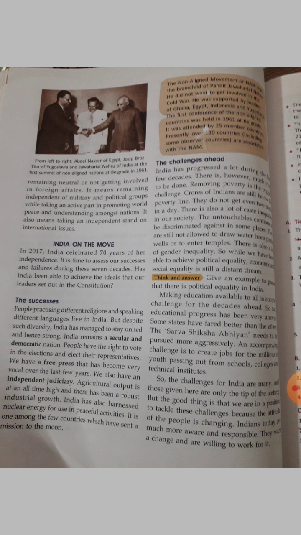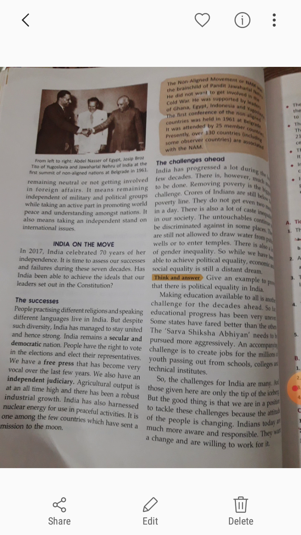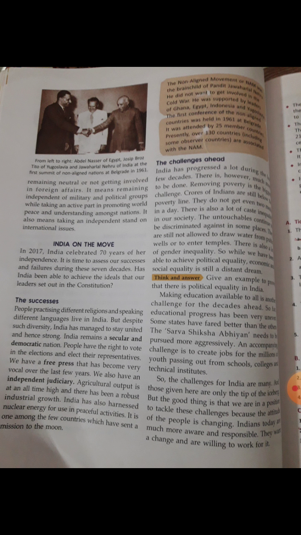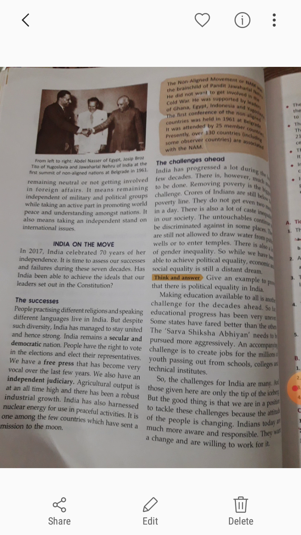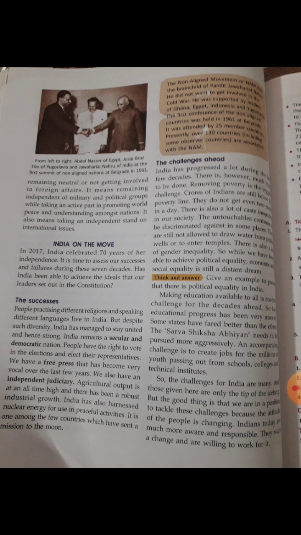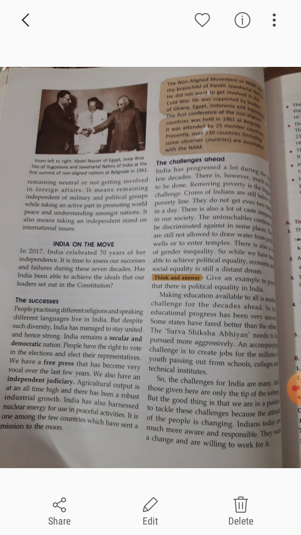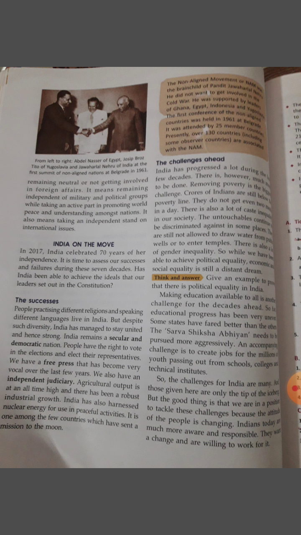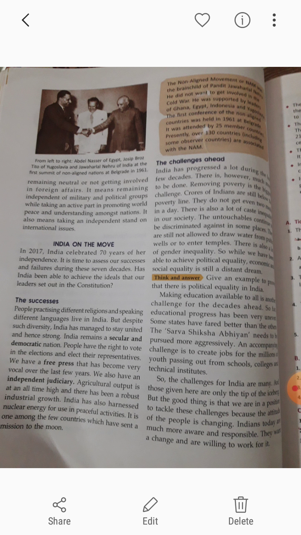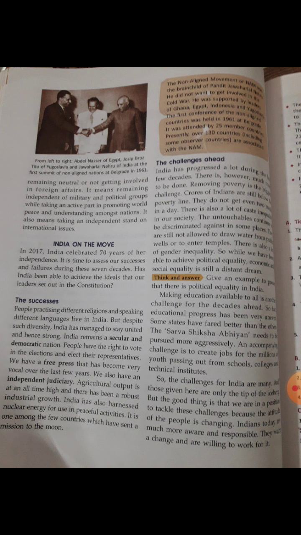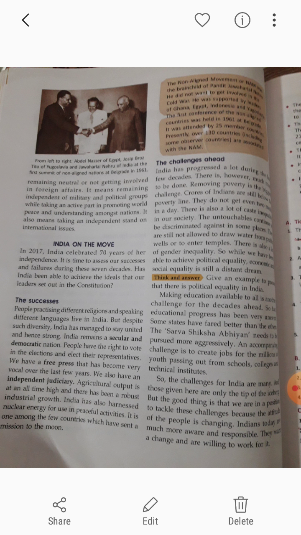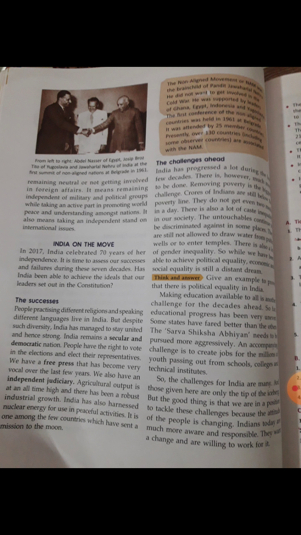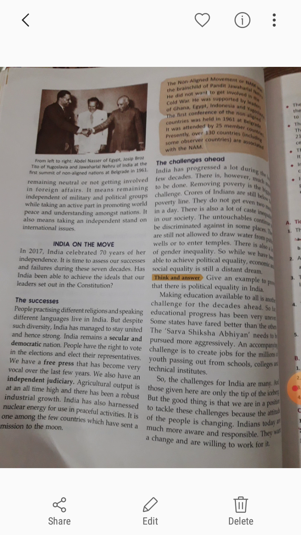People have a right to vote in elections and can elect their own representative leaders. We also have freedom of the press that has become very vocal over the last few years. We also have an independent judiciary. Agricultural output is very high and there has been a lot of industrial growth also. India has also created nuclear energy for use in peaceful activities, and it is one among the few countries which has sent a mission to the moon. Clear?